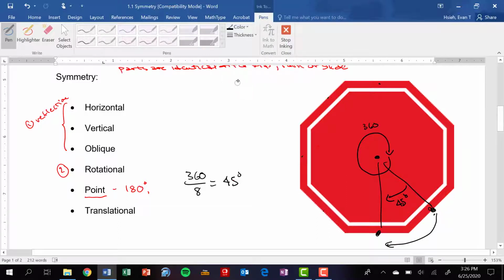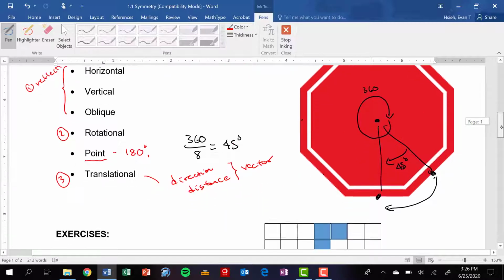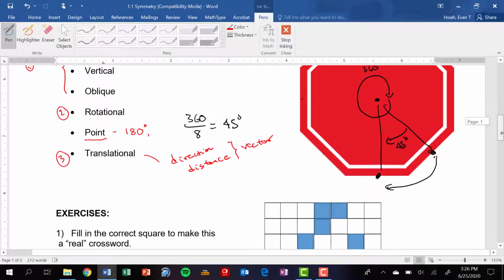The last type of symmetry is translational symmetry, and that's basically when you move it by some direction and some distance. Later on we'll talk about this as we introduce the concept of vector. Some of you will see this in your physics classes. Okay, so let's try some problems here dealing with different types of symmetry.